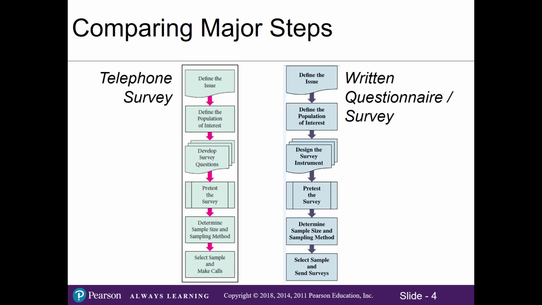So if we compare telephone surveys to written surveys, we can see that the process is very similar. We first identify an issue to study, figure out who we want to study, who's the population of interest, come up with our questions, pilot those questions to see how they go, figure out the sample size and a way to select our participants, and then conduct the research.